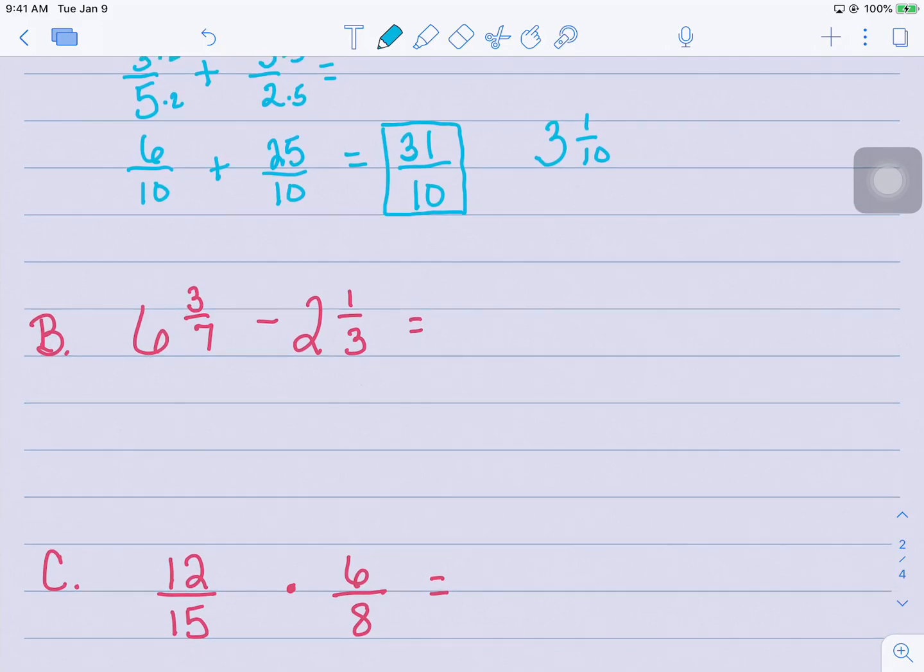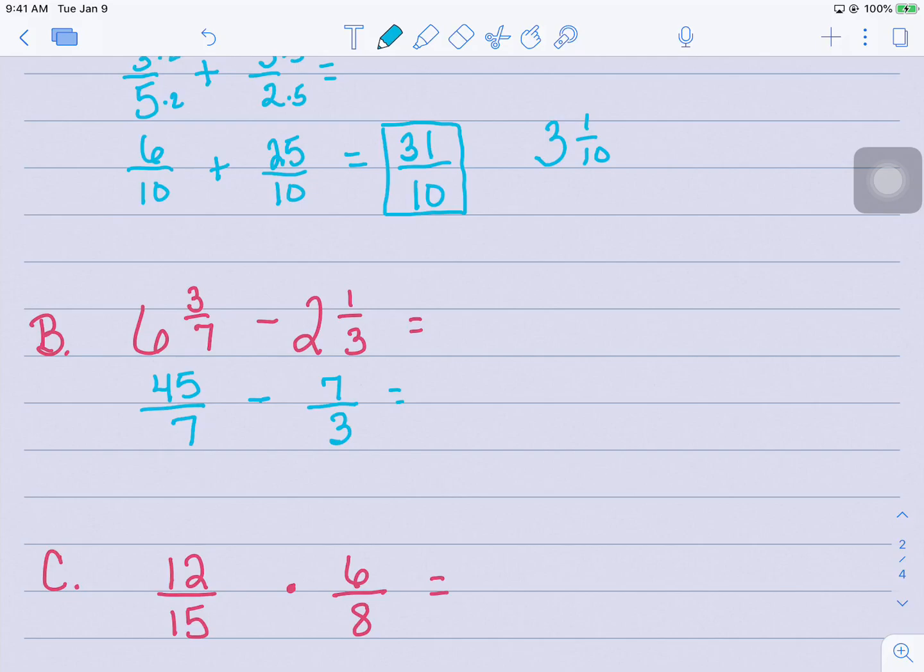Number B. We have 6 3/7 minus 2 1/3. First thing we do is change our mixed numbers into improper fractions. So 6 times 7, 42, plus 3 is 45 sevenths. 2 times 3 is 6, plus 1 is 7 thirds.